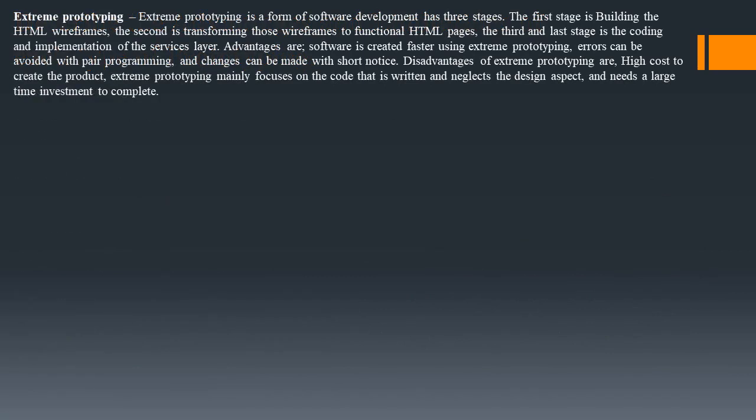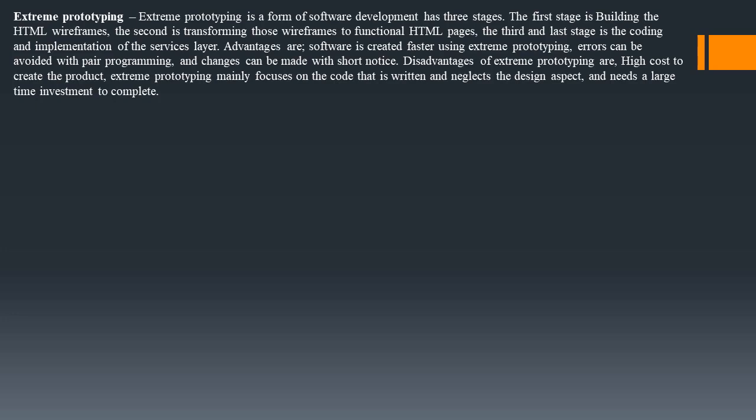Extreme prototyping. Extreme prototyping is a form of software development that has three stages. The first stage is building the HTML wireframes. The second is transforming those wireframes to functional HTML pages. The third and last stage is the coding and implementation of the services layer.